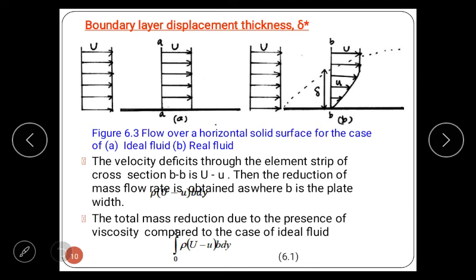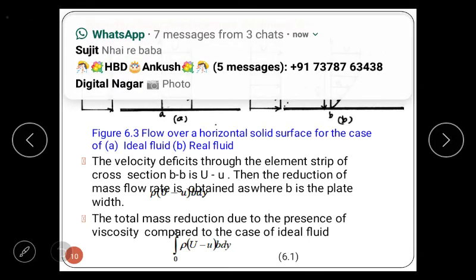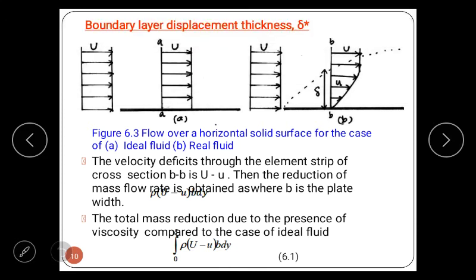Now we know that capital U is the free stream velocity and small u is the velocity at any distance from the bottom. If that velocity is 0.99 of the free stream velocity, then that distance is the boundary layer thickness. But we are studying boundary layer displacement thickness, to compensate for the reduction in discharge in the formation of the boundary layer.